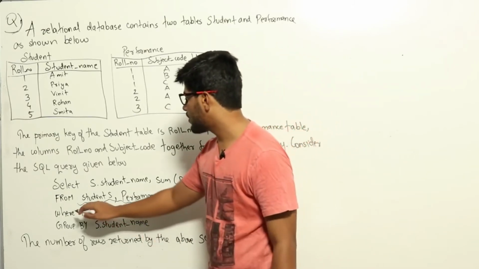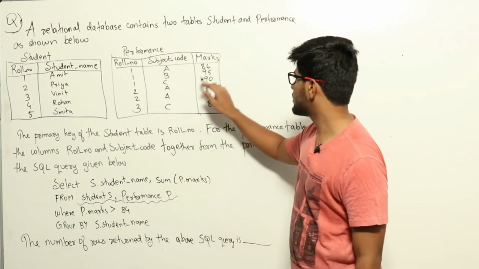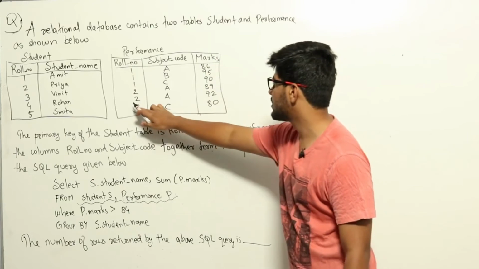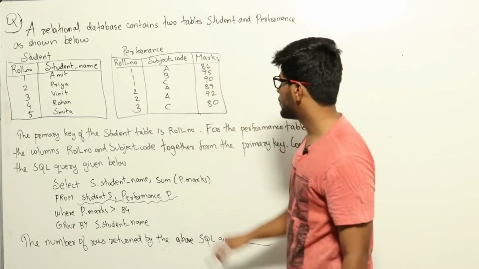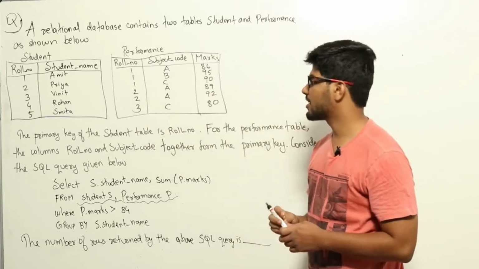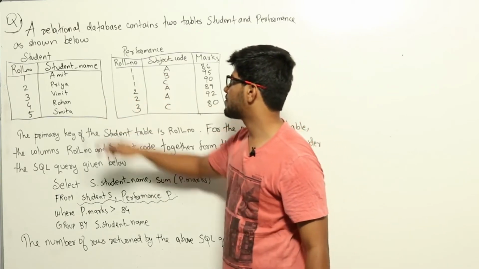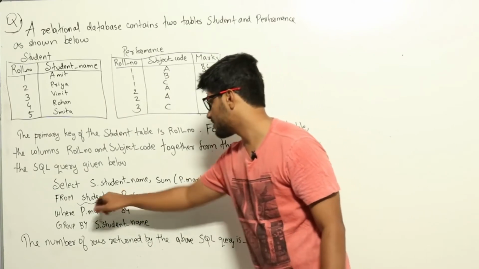On that, we are adding one condition where p.marks is greater than 84. Meaning there is one row in performance that has a mark less than 84, that is the last row having a mark of 80. Rest all have a mark greater than 84. So this row will be ignored and the rest of the rows will be considered for the cross product. So the rest of the rows are 1, 2, 3, 4, 5 and here there are 5. So 5 into 5, 25 rows will be returned by the cross product of this.